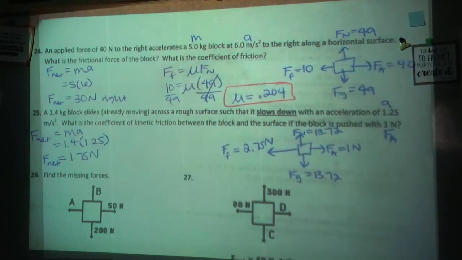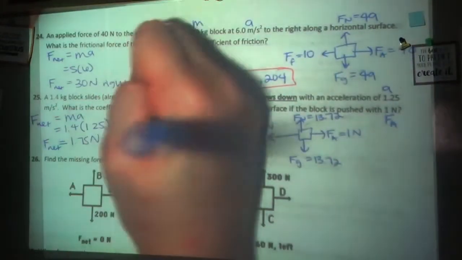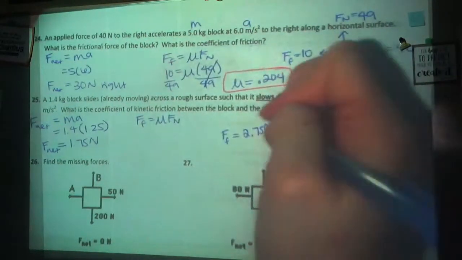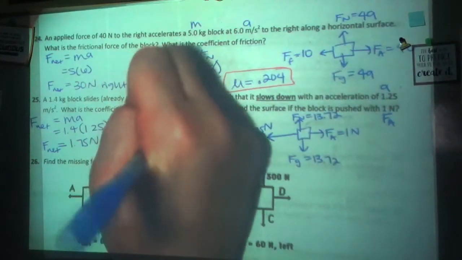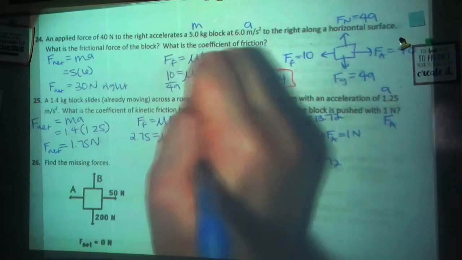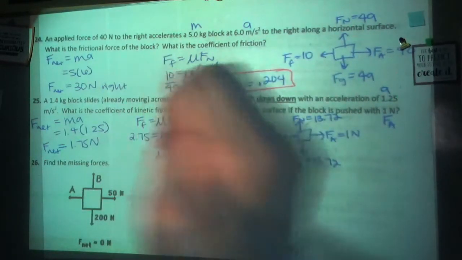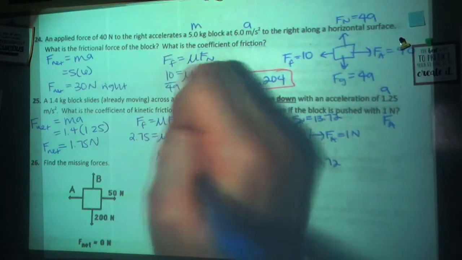And then last step is it asked me to find the coefficient of kinetic friction, so that means plug into the mu equation. Force of friction we just said was 2.75. I'm looking for mu, and then my normal force is 13.72. Now you're going to divide the 13.72 over, and you should be getting mu is 0.2.